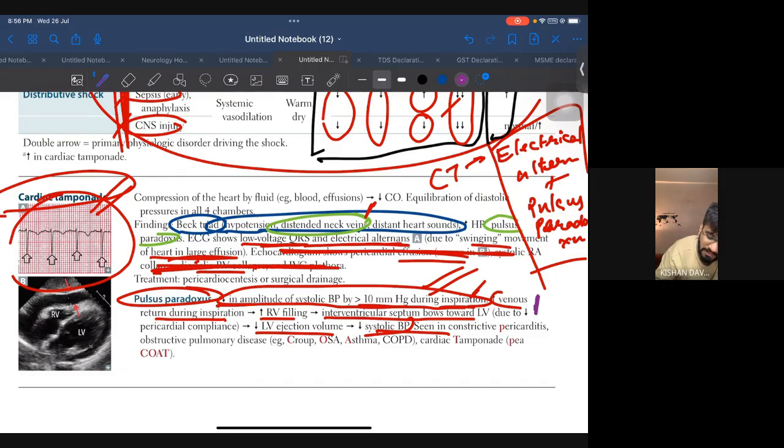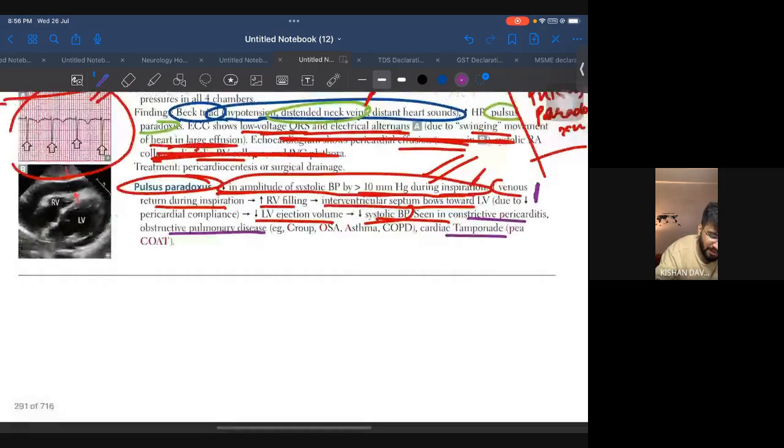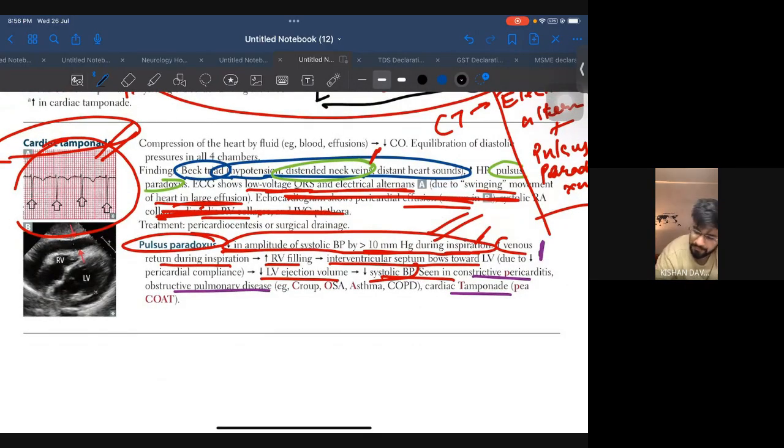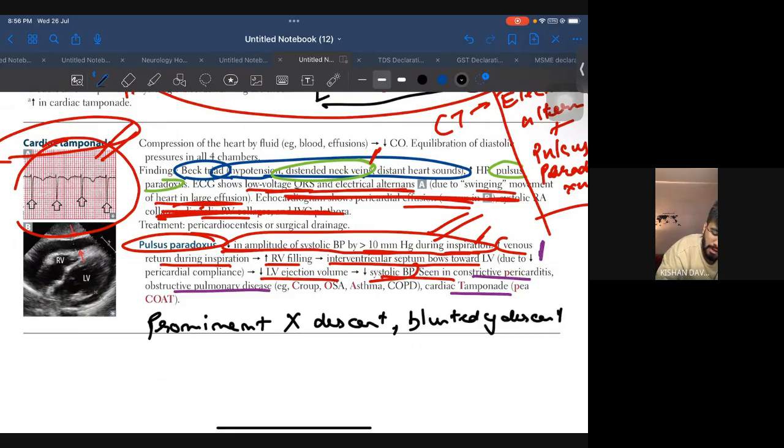Another thing is, it is seen in constrictive pericarditis, obstructive pulmonary heart disease, and cardiac tamponade. One important point they have not given over here, write it down: prominent X descent and blunted Y descent. This is very important because it is not given here.